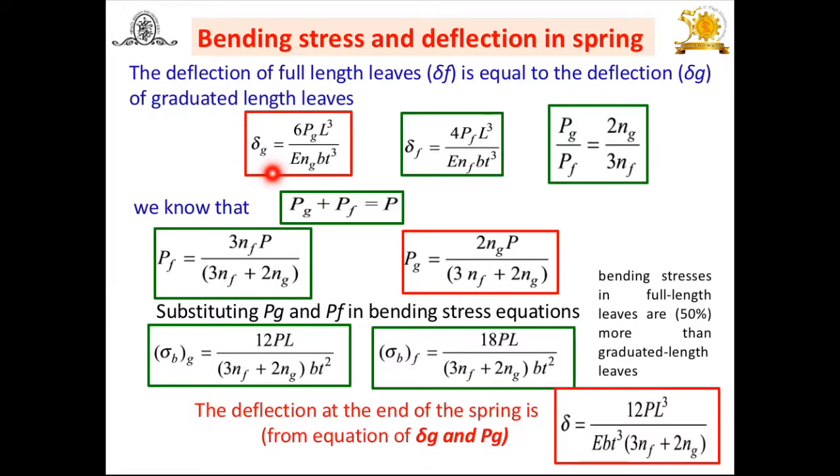In this equation PG is there. Substitute the value of PG in this equation. After substituting, you will get the deflection at the end of the spring. This equation, delta is equal to 12 PL cube upon E B T cube in bracket 3NF plus 2NG. And this is the deflection.